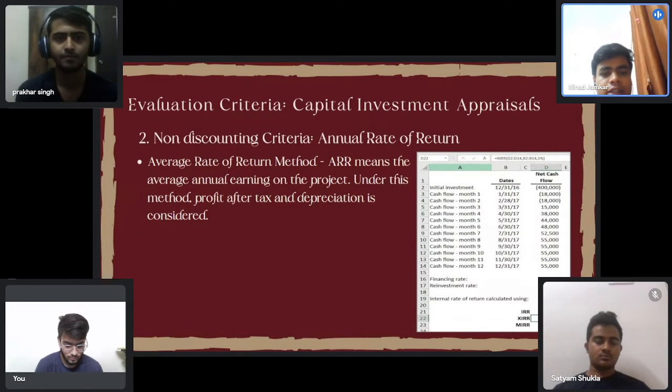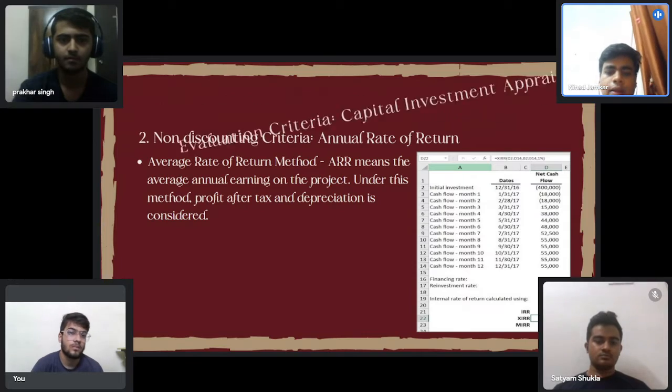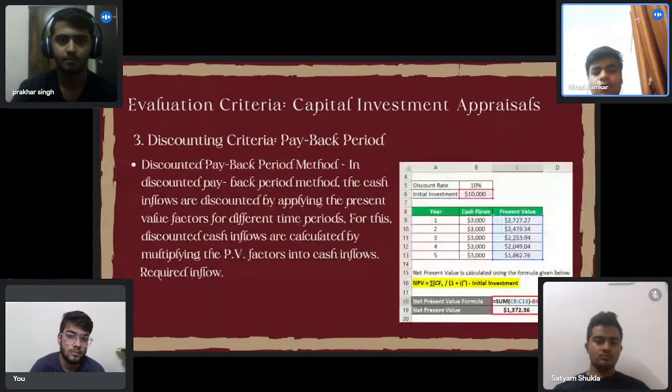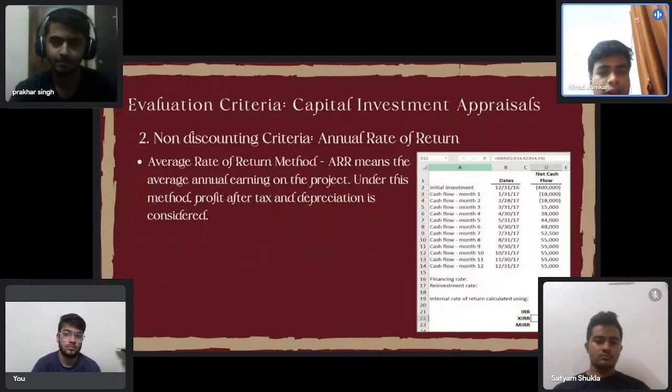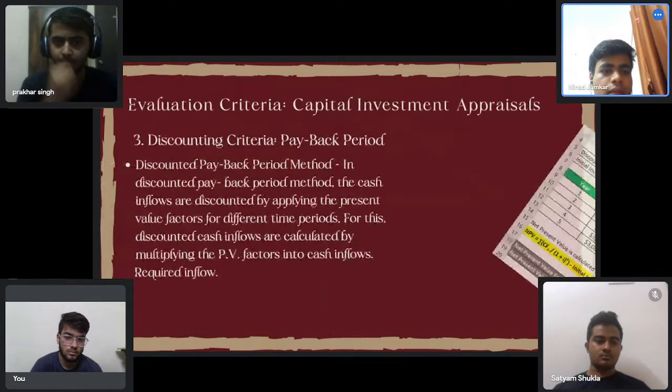The average rate of return means the average annual earning on the project, and under this method, profit after tax and depreciation is considered. This is an example which shows the accounting rate of return. Next slide, please.